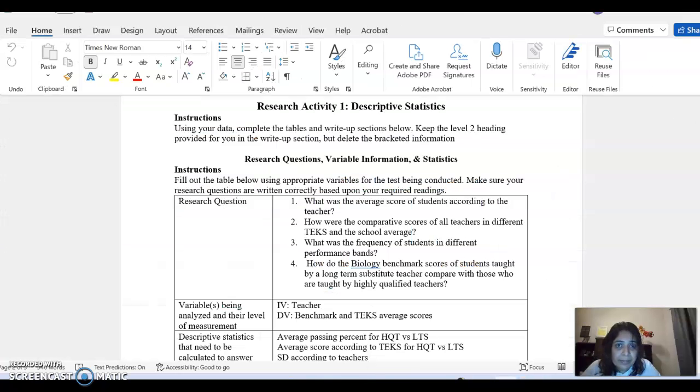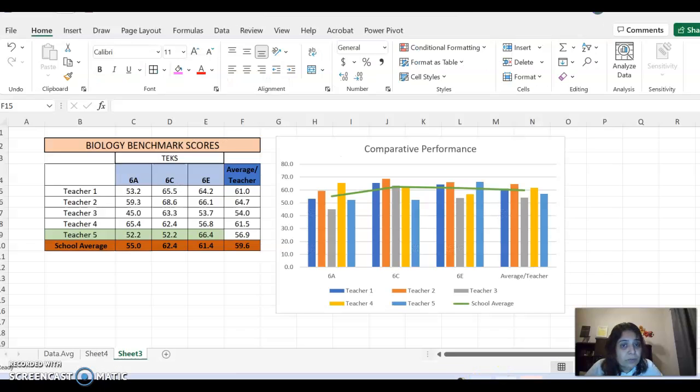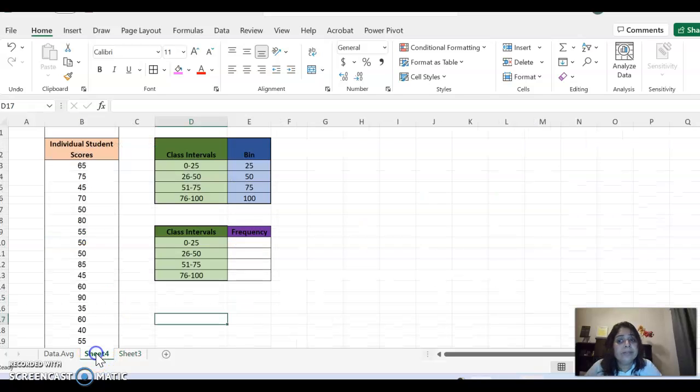Going back to my research sheet, planning sheet. Third question, what was the frequency of students in different performance bands? We're using this term performance bands, which is very similar to the criteria in the STAAR exam, where we call them does not meet, approaches, meets, masters, etc. So here I have the same student scores. Minimum score on that test was 0 and maximum was 100. Based on that, I have created some class intervals and created bins with the highest limit over here.